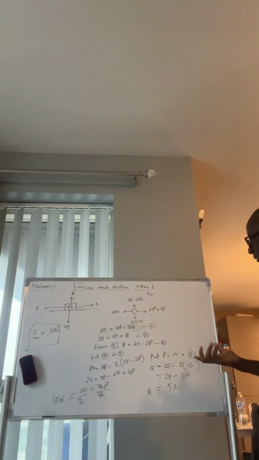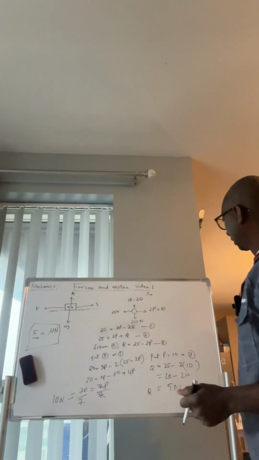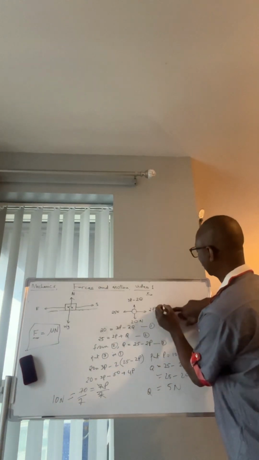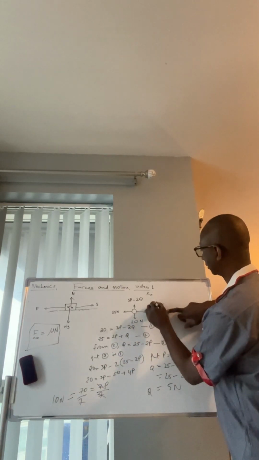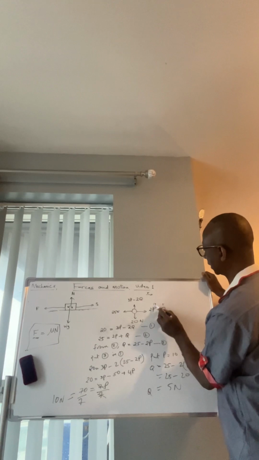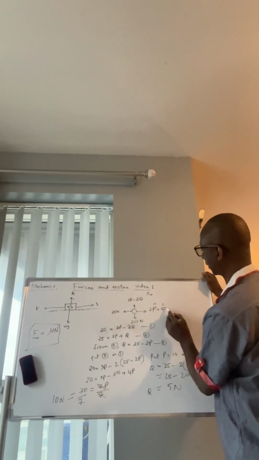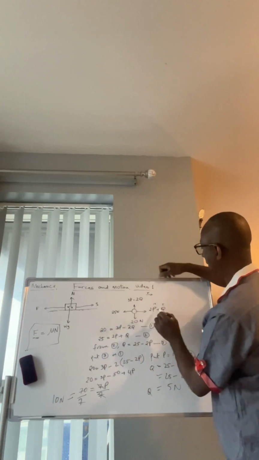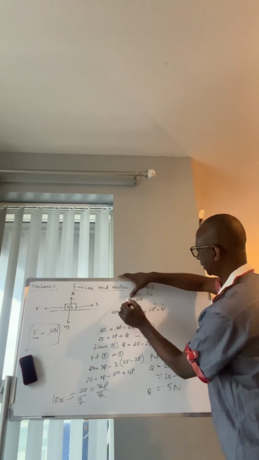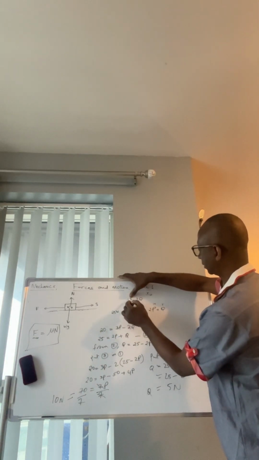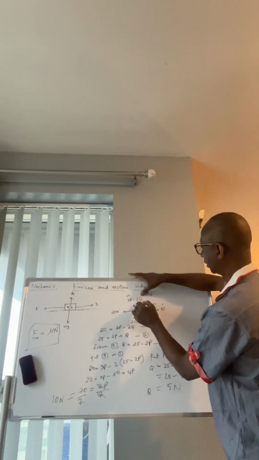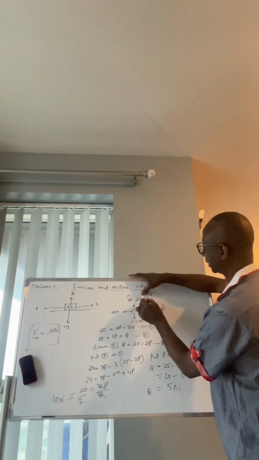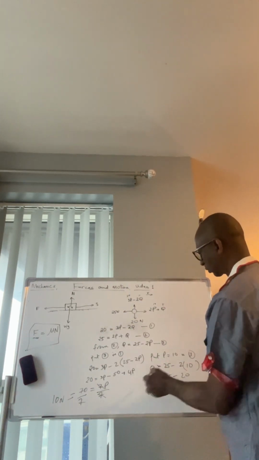So let's see whether we are right. If Q is 5 and P is 10, so you have 2 times 10 is 20, plus 5, 25 is equal. So if P is 10, this is 30 here. Q is 5. So this is 10. 2 times 5 is 10. 30 minus 10 is 20. So that's correct as well.